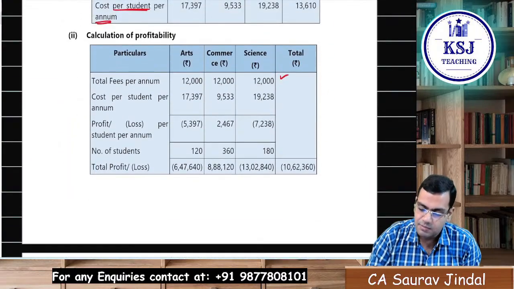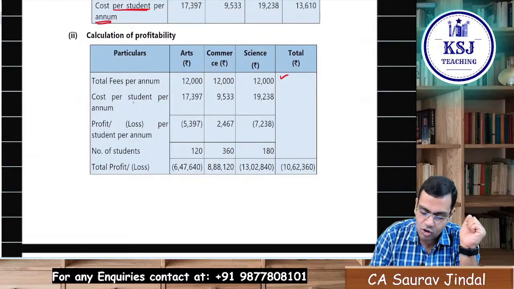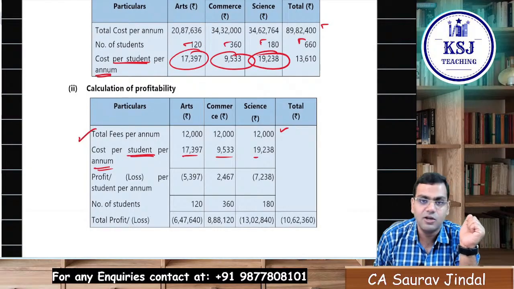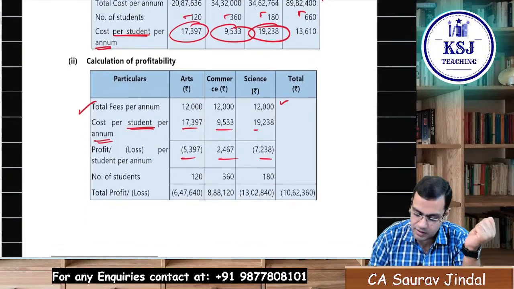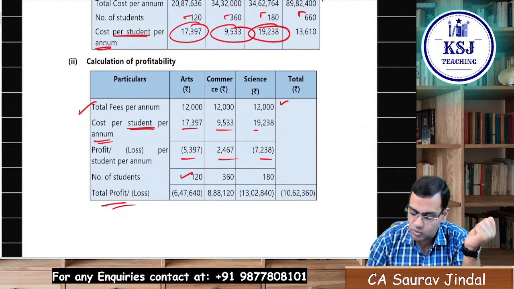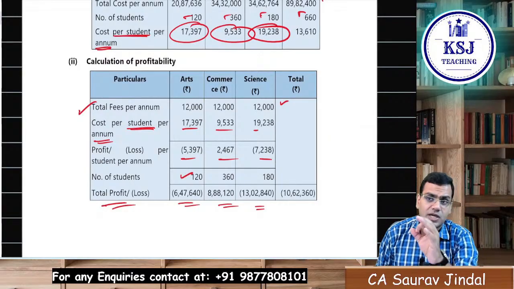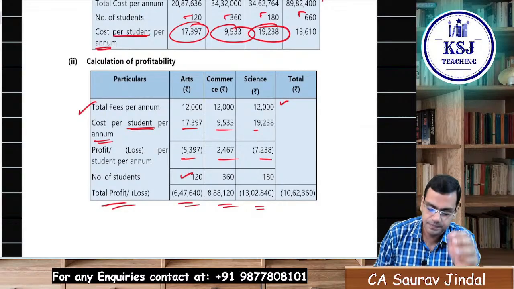Total fees per annum, 1,000 per month, so per annum 12,000. Cost per student is there; we have just calculated the cost per student, right? This is the fee that you will be charging. So what will be the profit or the loss? Number of students is given. What will be the total profit or loss if you are charging a uniform fee of 1,000 from all the streams?